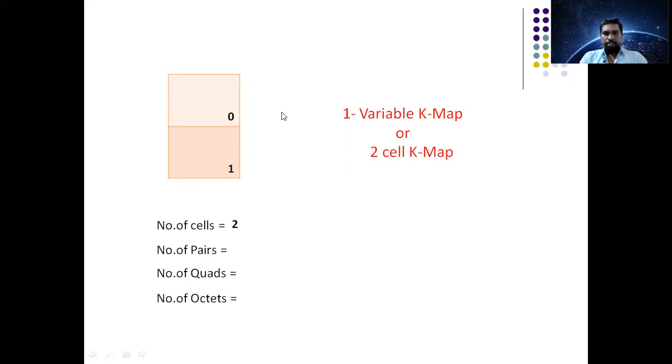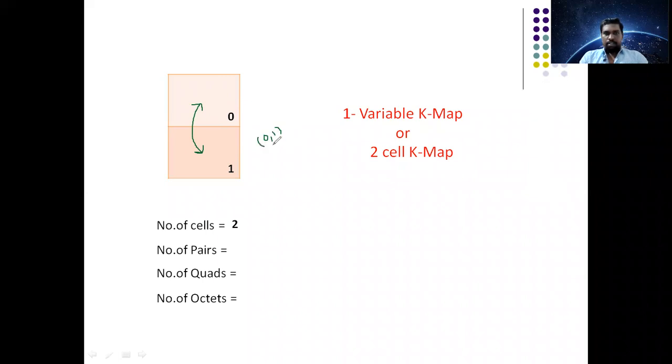Okay, right? Next, number of pairs. What is a pair? Two adjacent cells to be grouped. See, this 0th cell is adjacent to 1 cell. These two are adjacent to each other. Why? Because these satisfy the folding property. Okay, these are lying side by side to each other. So 0, 1 can be taken as one pair.